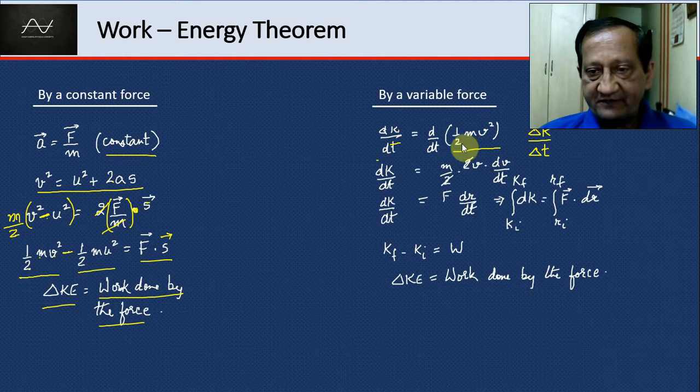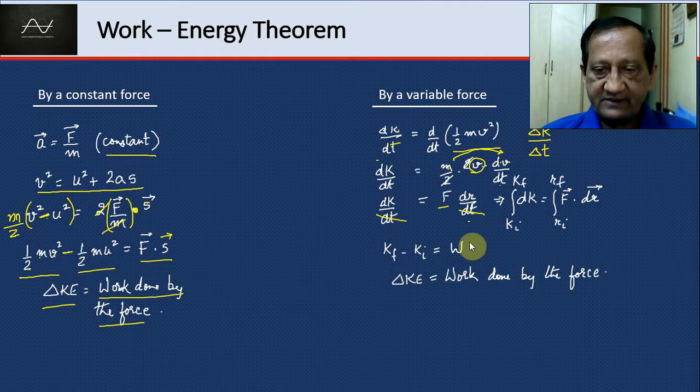The d dt of half mv square has a differentiation formula. I'm not getting into that. I finally get m into v into dv by dt. And m into dv by dt is the rate of change of velocity, so that is acceleration. M into acceleration is the force. And this v is the rate of change of position, that can be written as dr by dt. I can cancel these two dt's here, and then I can write dk is equal to f dot dr.